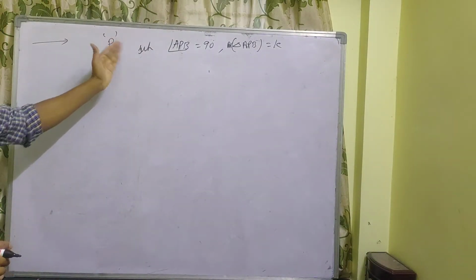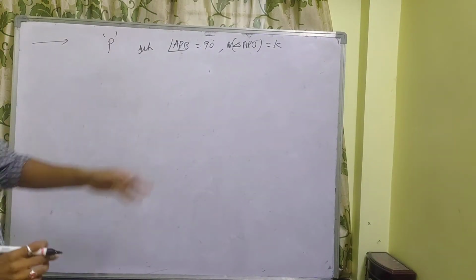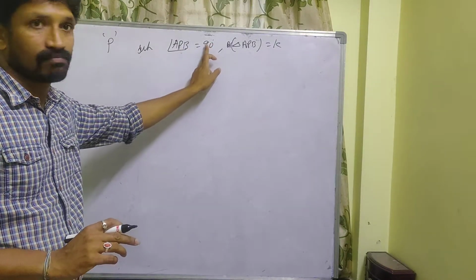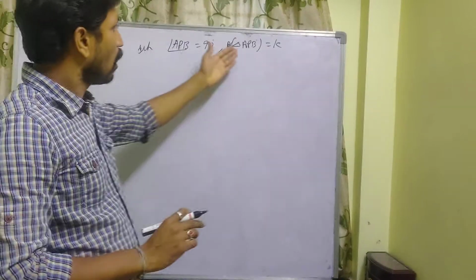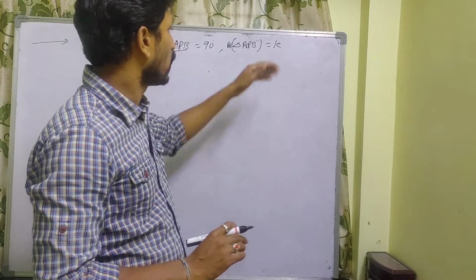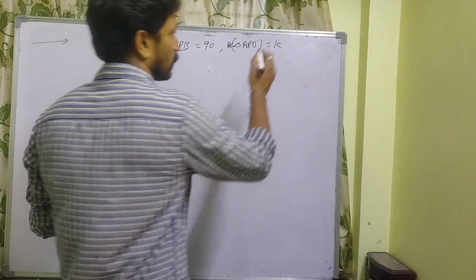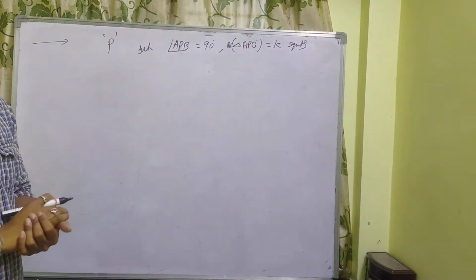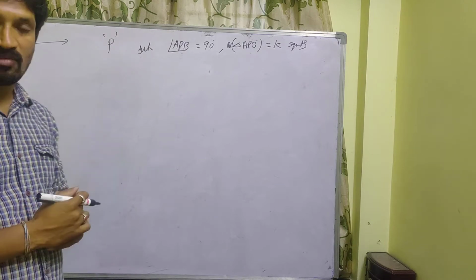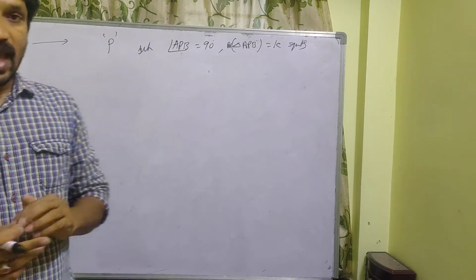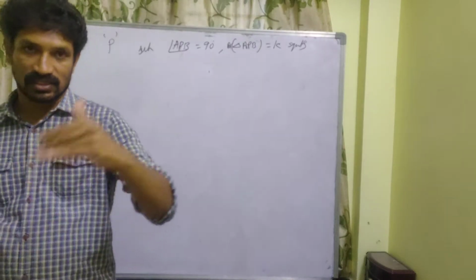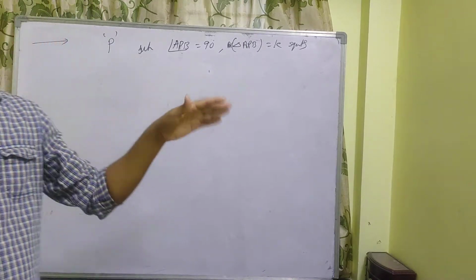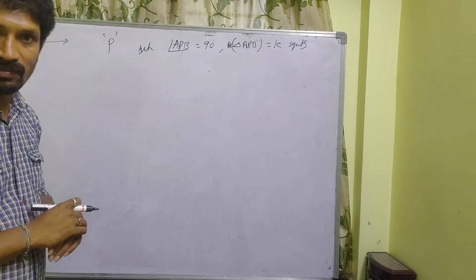How many such points can we take such that angle APB is equal to 90 degrees and the area of triangle APB is equal to some k square units? So how can you find such points? See, before that, just remember one thing. Angle in a semicircle is 90 degrees. It is in 9th or 10th class, in the circles topic: angle in a semicircle is 90 degrees.